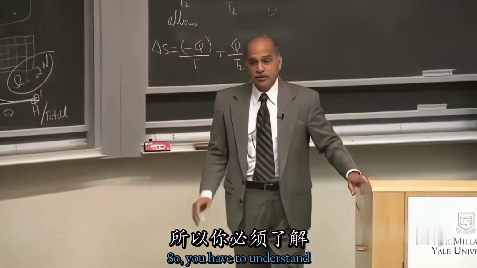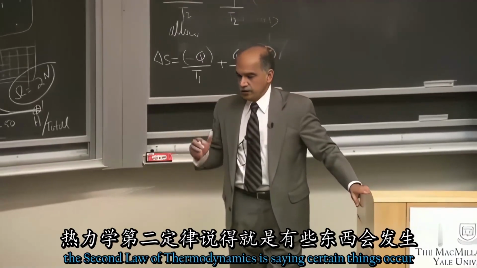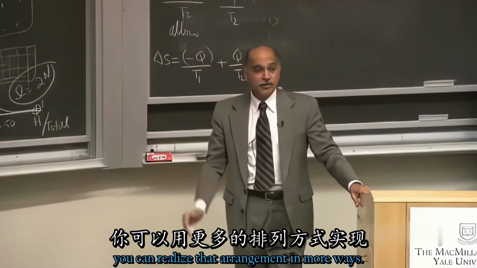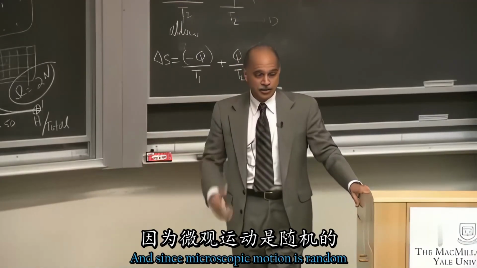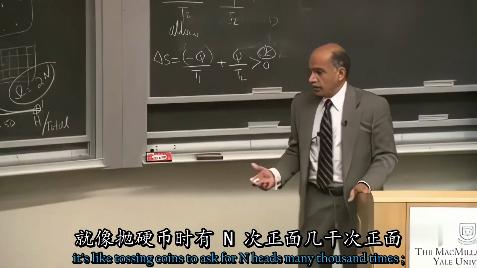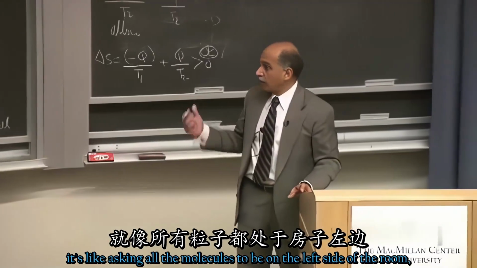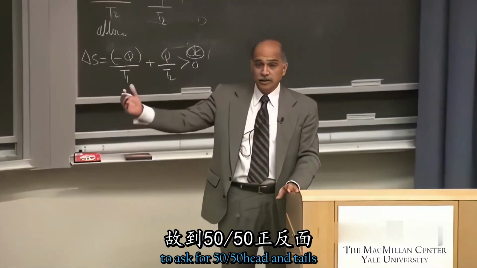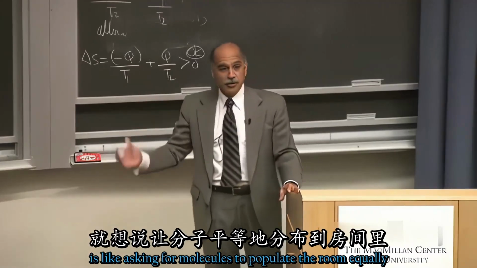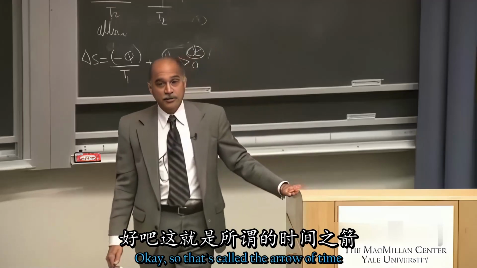be lower. So you have to understand the second law of thermodynamics is saying certain things occur because if you go in that direction, you can realize that arrangement in more ways. And since microscopic motion is random, it's like tossing coins. To ask for n heads when you toss n times, it's like asking all molecules to be on the left side of the room. To ask for 50-50 heads and tails, it's like asking for molecules to populate the room equally. Okay, so that's called the arrow of time.